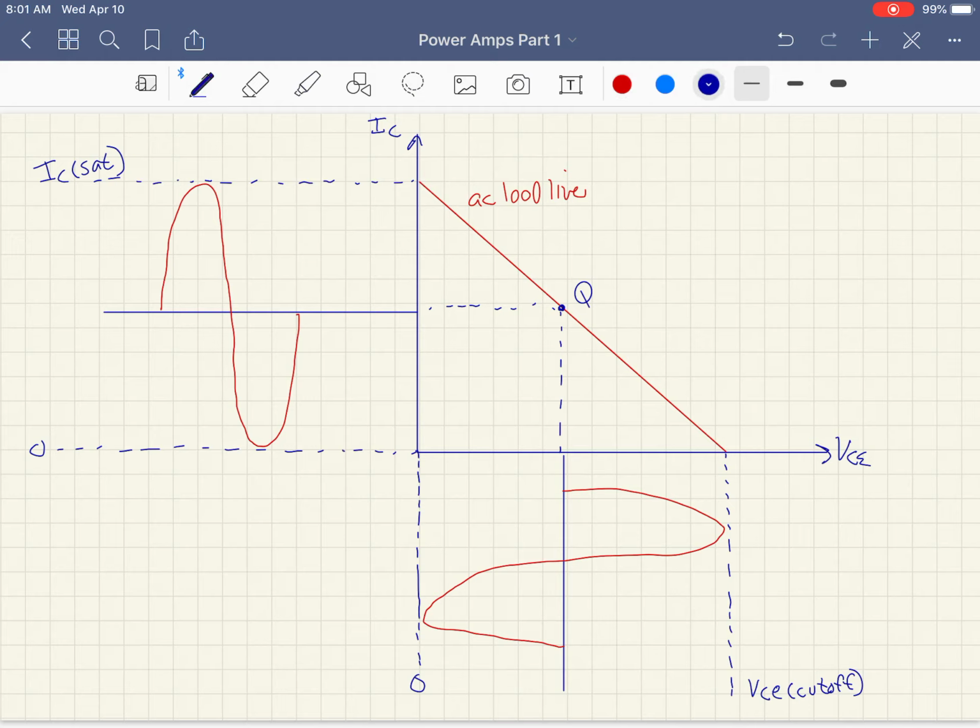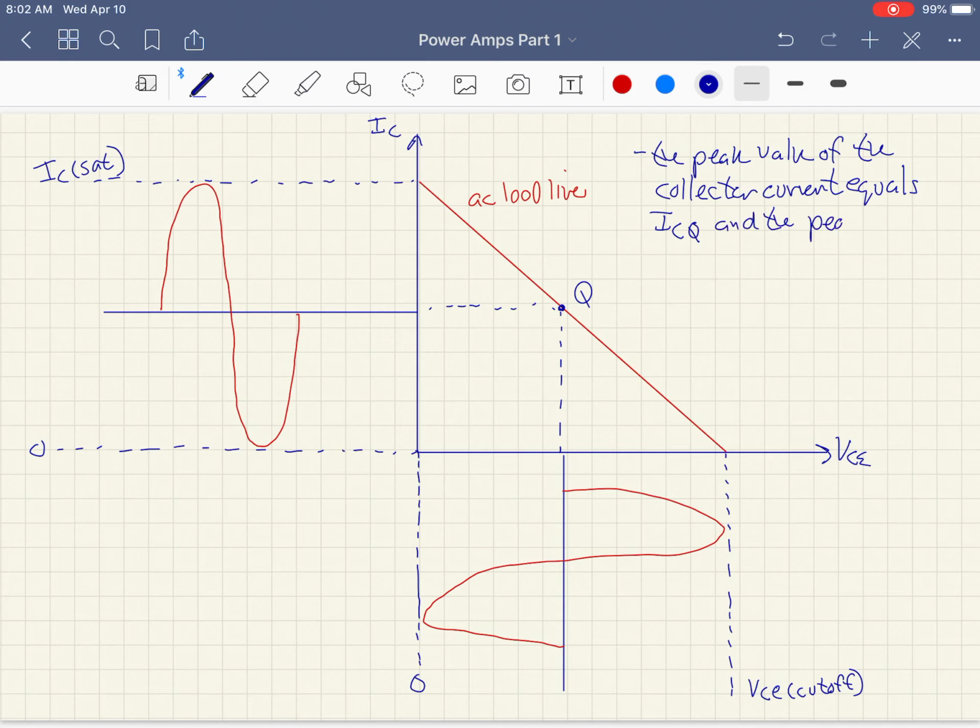The peak value, I'll write it up here. We can say the peak value of the collector current equals ICQ, and the positive peak value of the collector, let's say a VCE, equals, it should be a little e, VCEQ.